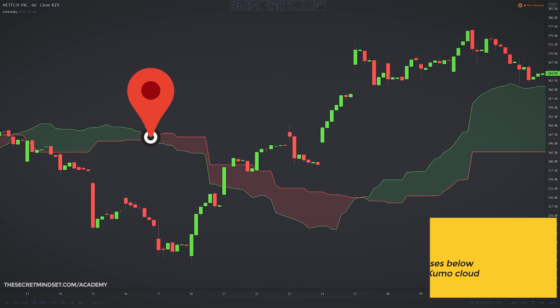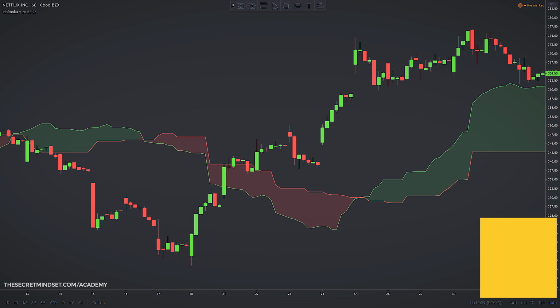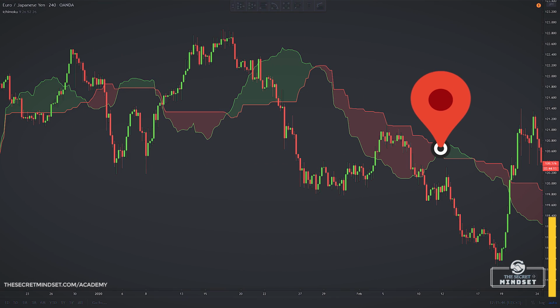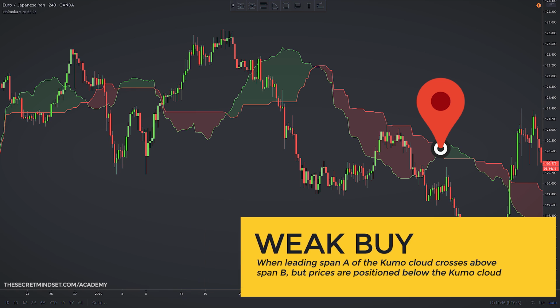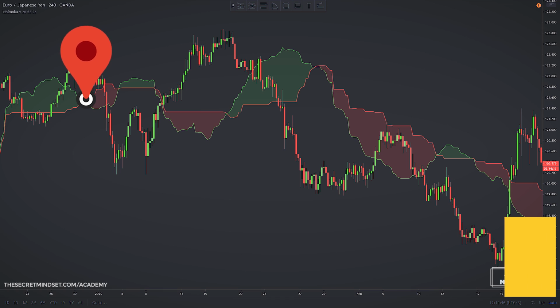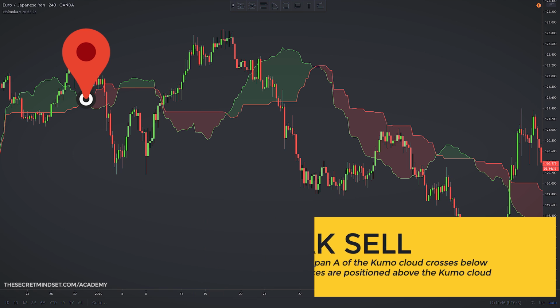When span A crosses below span B and the prices are positioned below the Kumo Cloud, we have a strong sell signal. When span A crosses above span B but prices are positioned below the Kumo Cloud, we have a weak buy signal. And when the leading span A crosses below span B, but the prices are positioned above the Kumo Cloud, we have a weak sell signal.